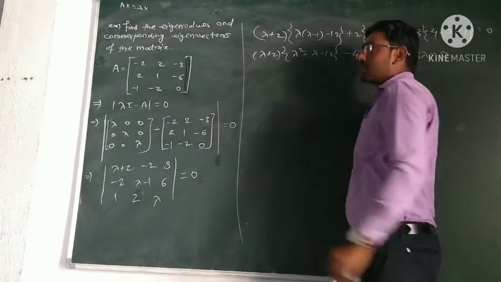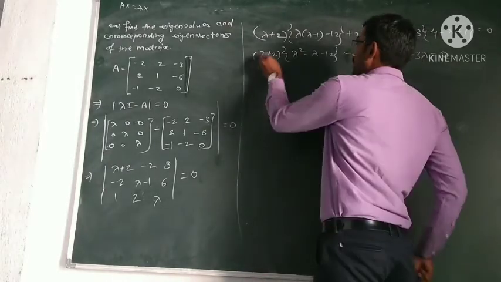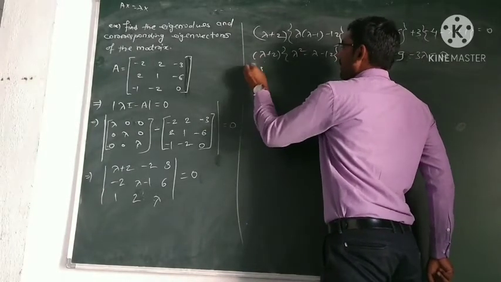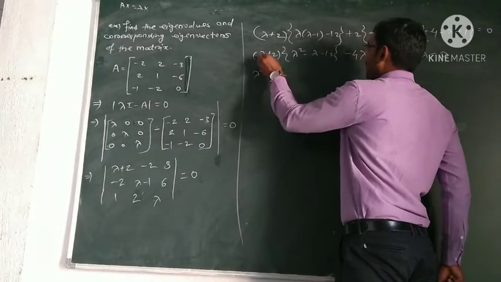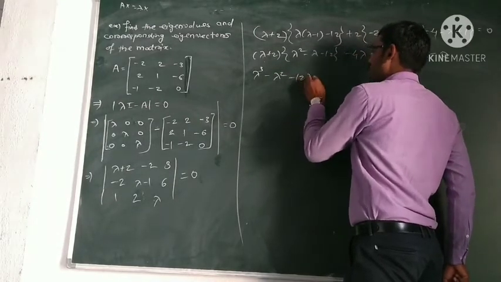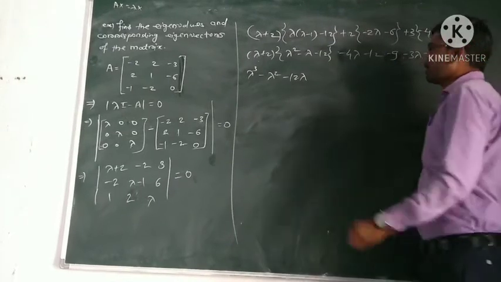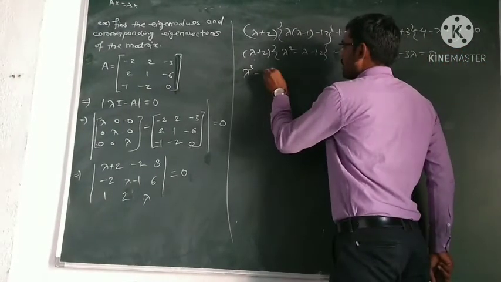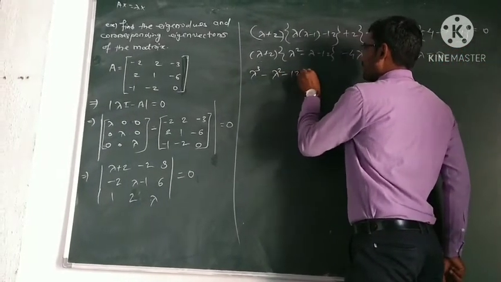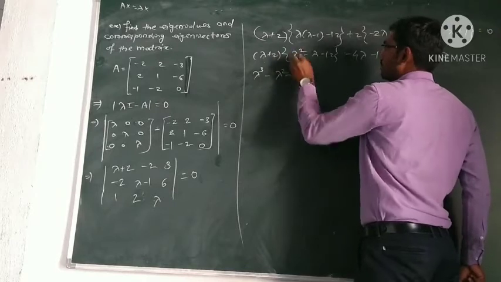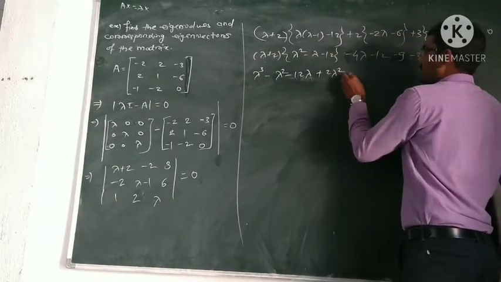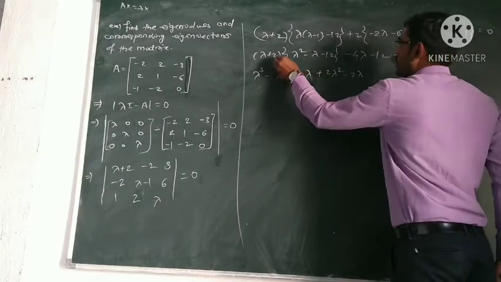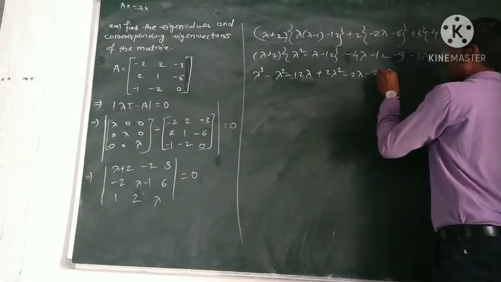So first I will multiply by lambda. Lambda into lambda squared is lambda cube. Lambda into minus lambda is minus lambda squared. Lambda into minus 12 is minus 12 lambda. Okay. Then plus 2 into lambda squared, so 2 lambda squared. 2 into minus lambda, so minus 2 lambda. 2 into minus 12 is minus 24.